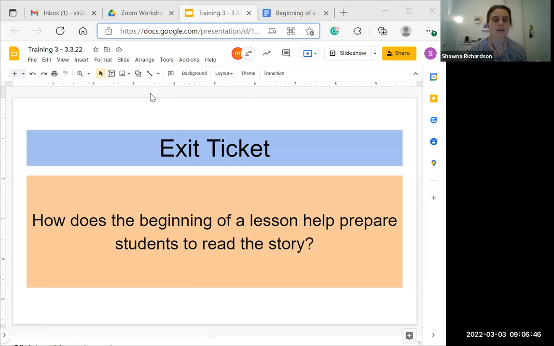So Esther shared that it helps get students excited and curious about what's going to happen in the book. And it helps, I think you said, hook their attention. I like that phrase. It helps hook the attention of the students so that they're excited to keep reading and they're curious. Thank you so much, Esther.